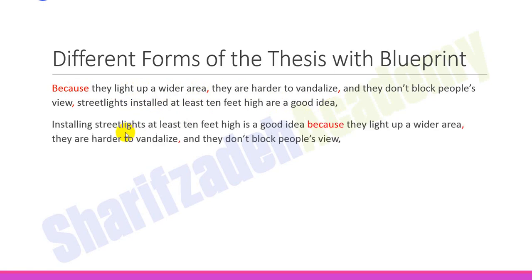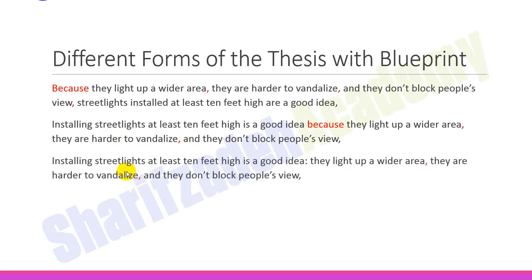Or you can write it this way. For example, you should write, installing streetlights at least 10 feet high is a good idea. You can write the T statement first, followed by the list of main ideas, the blueprint, at the end. Because they light up a wider area, they are harder to vandalize, and they don't block people's view. So you can put the T statement first or last. Here the T statement is last, here the T statement is first, followed by your blueprint. Either way you prefer, but I believe that the second way is more common.